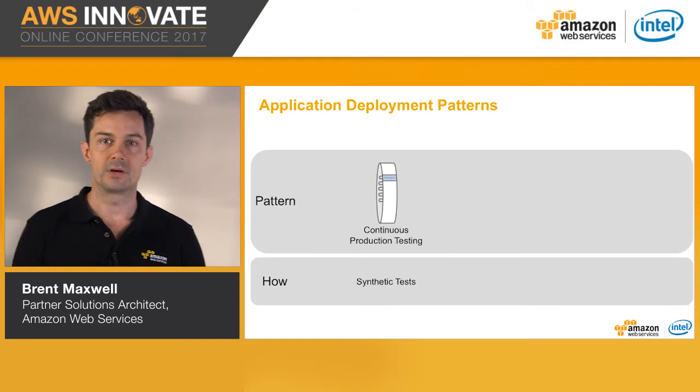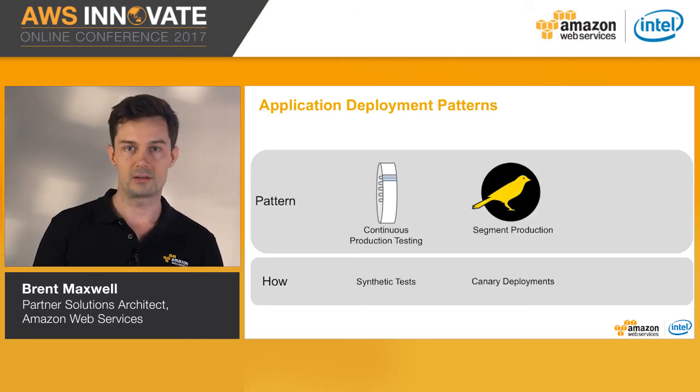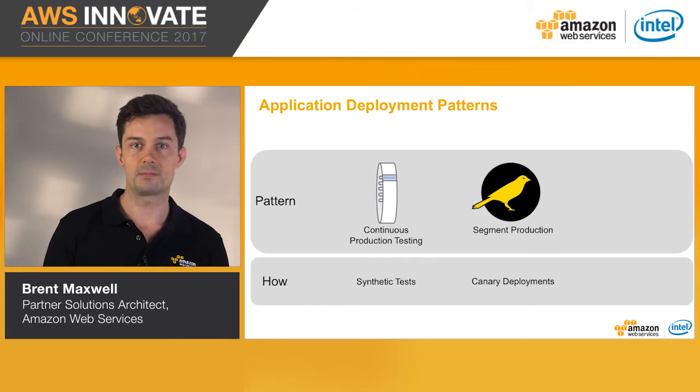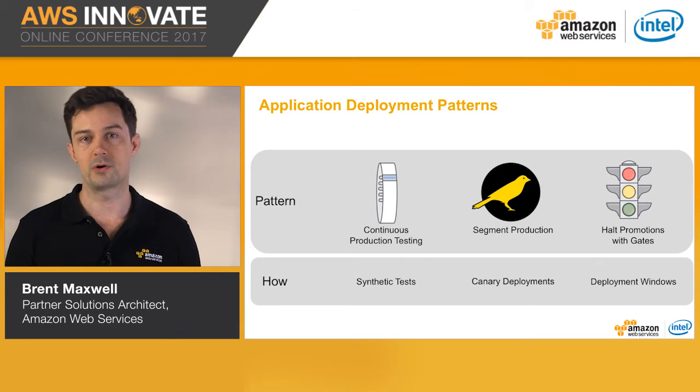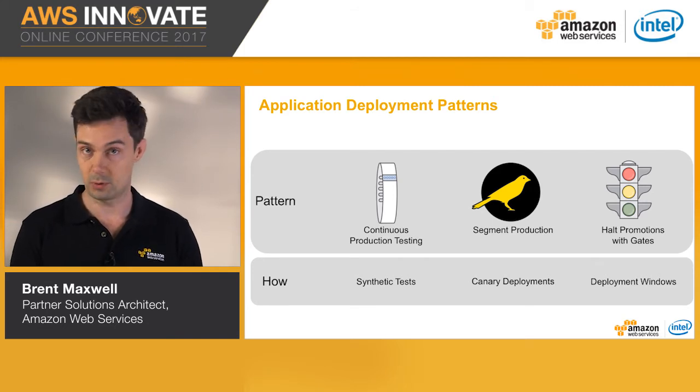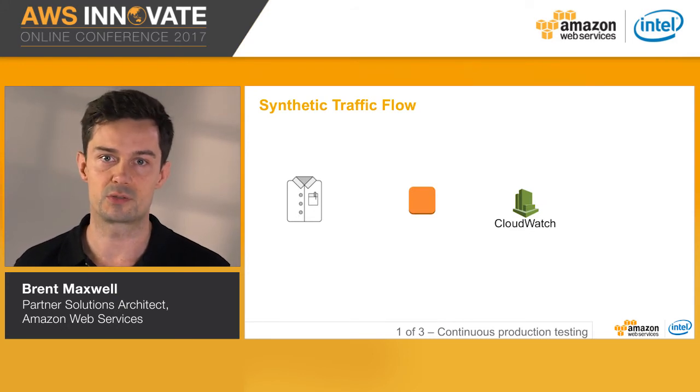Firstly, we're going to look at continuous production testing and synthetic tests, where they're going to look at how to segment the production environment and use Canary deployments. And then we're going to show you how to halt promotions with gates like time-bound deployment windows. Let's start by looking at how user traffic works with our servers and how synthetic traffic works.